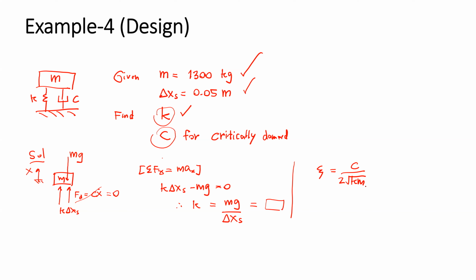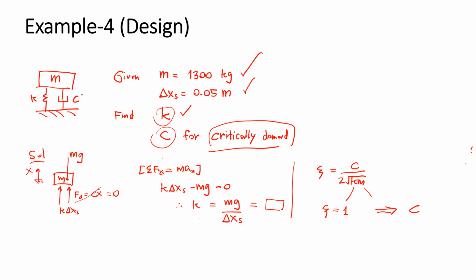Now we know the mass, we know the stiffness that we obtain from here. And critically damped means the damping ratio equals 1. So now you can find C, or the damping coefficient of the car.